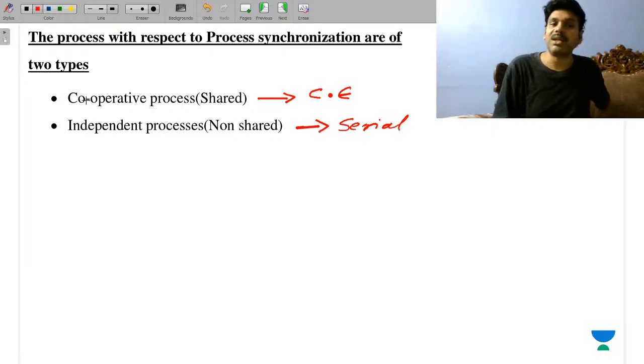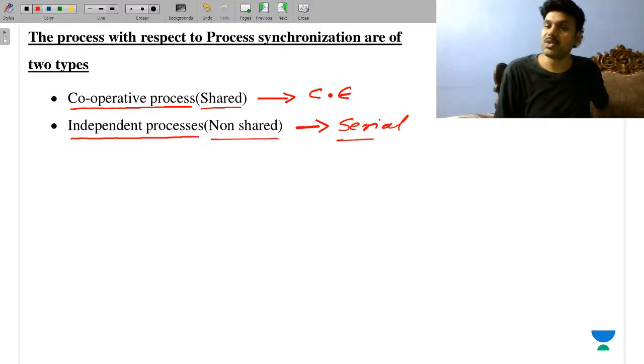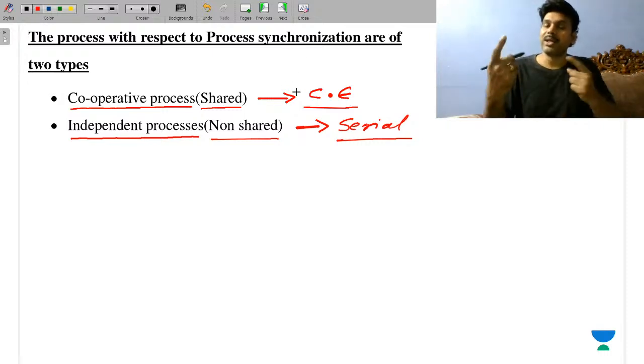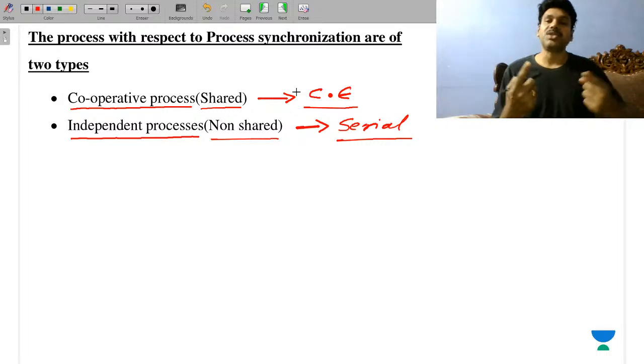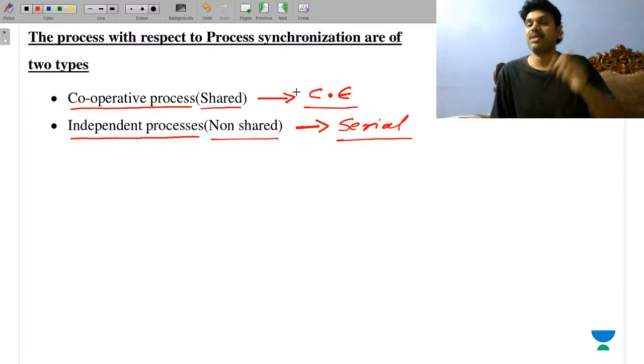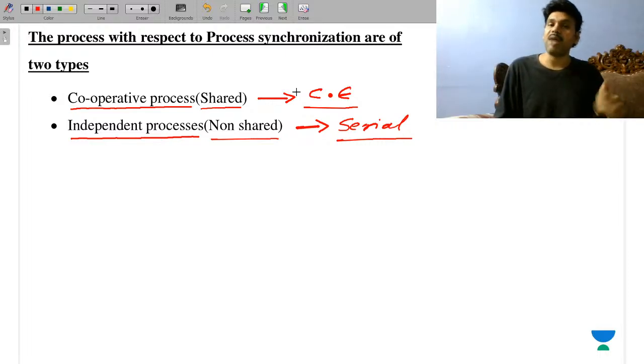There are two types of processes available. Cooperative, they are under shared mode. The other one is independent processes, they are under non-shared mode. So one is called serial, and the other is called concurrent. So what are the cooperative processes? They bidirectionally preempt each other to access the common resource. Therefore, if one is modifying, the other one can also affect you.